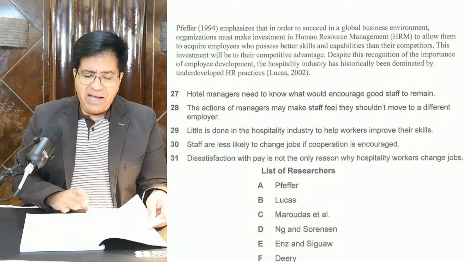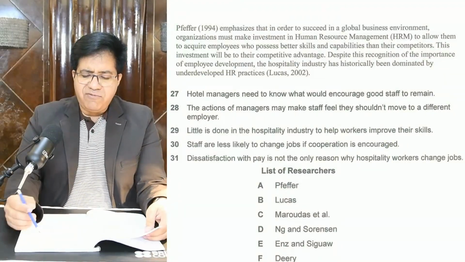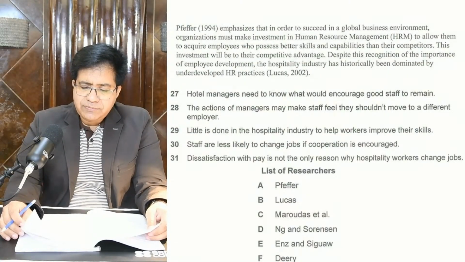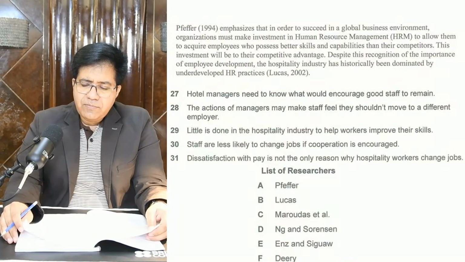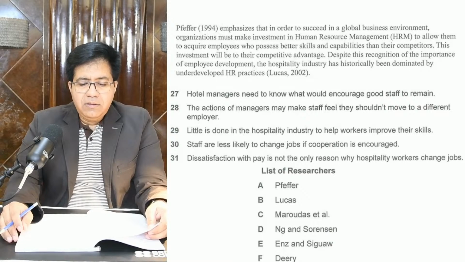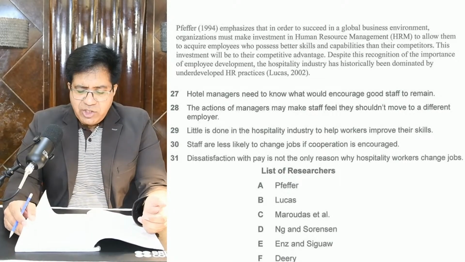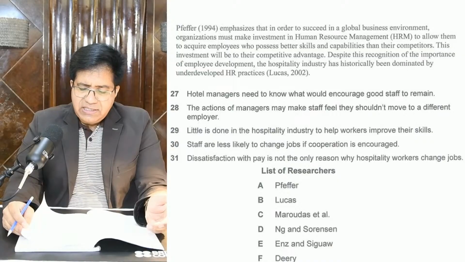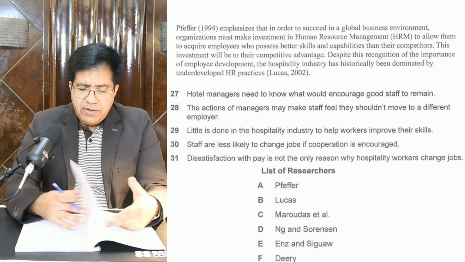Now, please come back. Go through questions 27 to 31 and tell me if any question matches with that. The statements are about HR. One says investment in HR, and second says HR practices are underdeveloped.